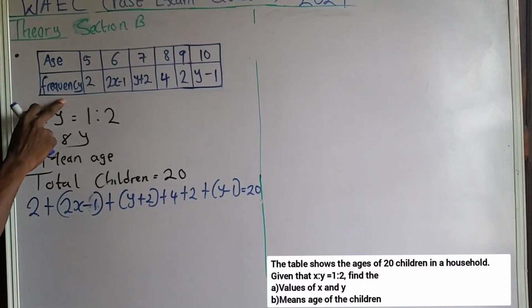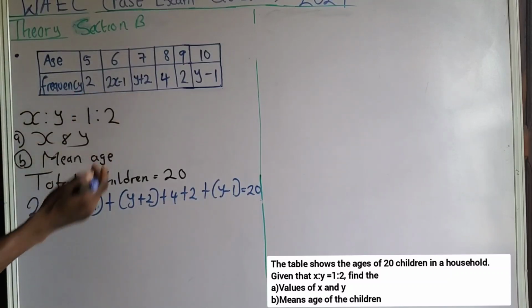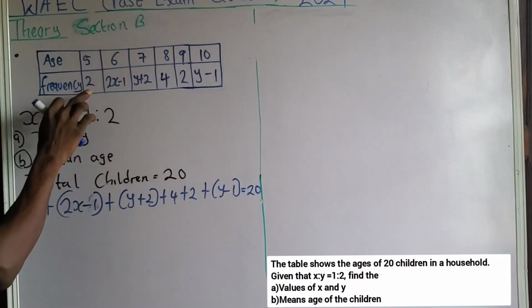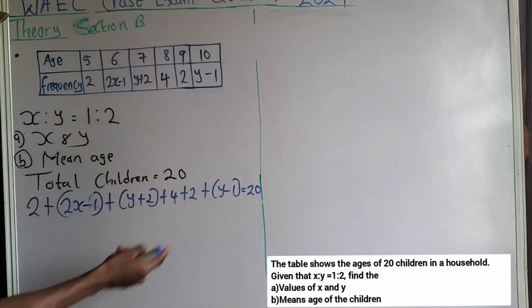So the frequency that you have here, if you sum it together, it will be equivalent to the number of samples that you gather. And because we are dealing with children, the total number of children that we are given is what? It is 20. So that means if you sum up all these frequencies, you're going to have 20. Are you getting it? So from this we can get an equation.